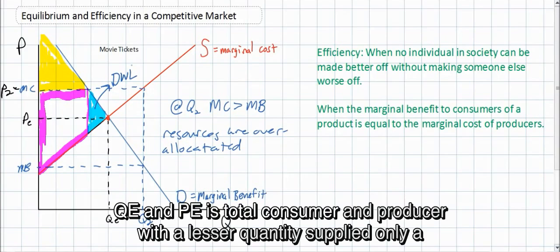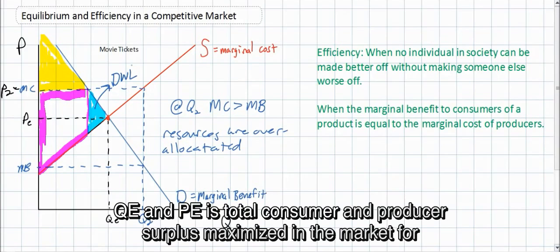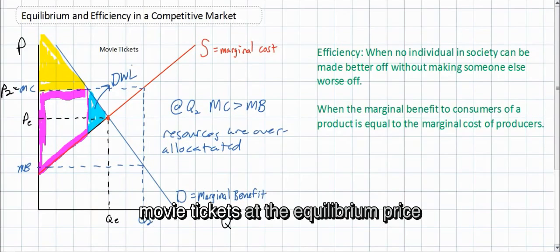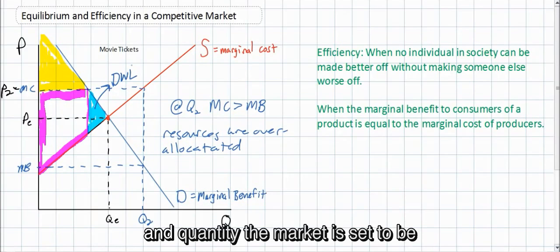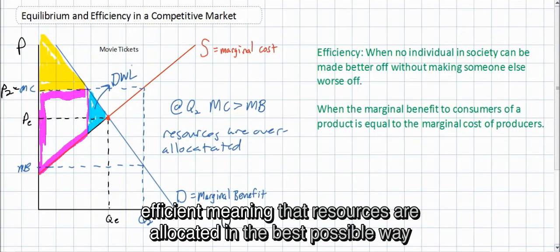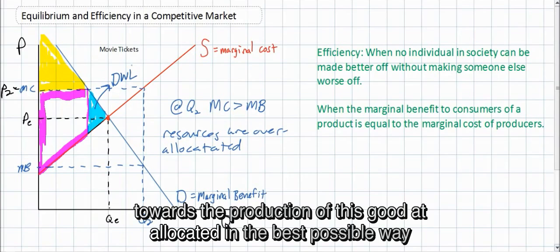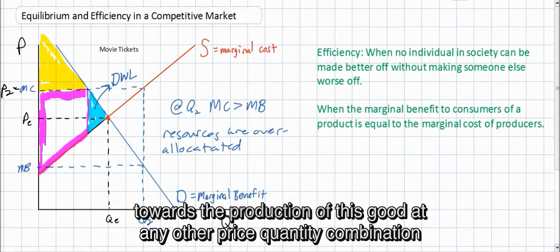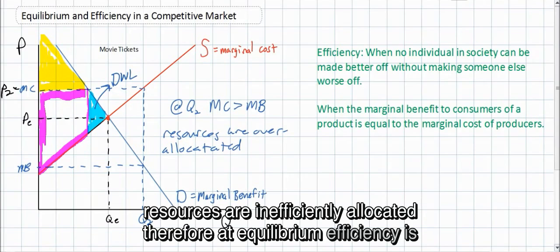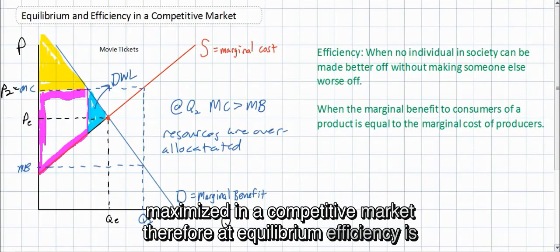Only at QE and PE is total consumer and producer surplus maximized in the market for movie tickets. At the equilibrium price and quantity, the market is said to be efficient, meaning that resources are allocated in the best possible way towards the production of this good. At any other price-quantity combination, resources are inefficiently allocated. Therefore, at equilibrium, efficiency is maximized in a competitive market.